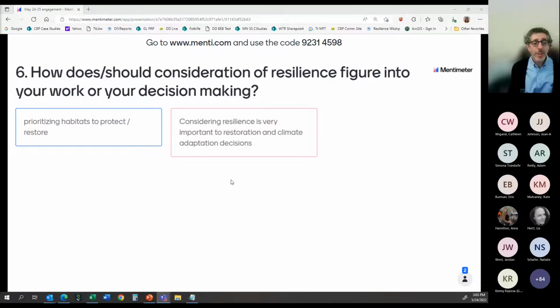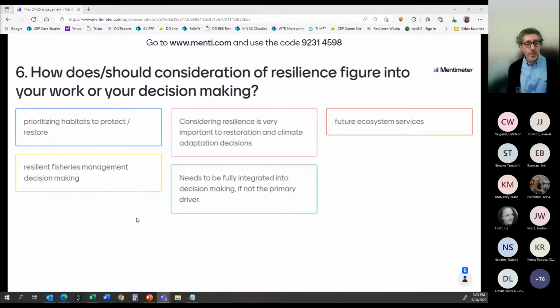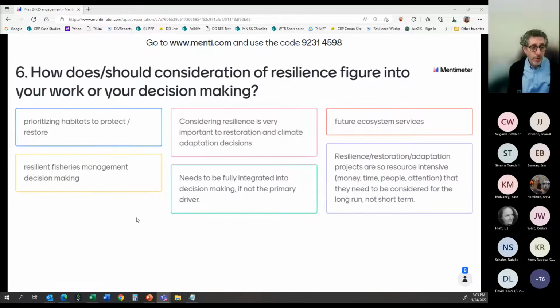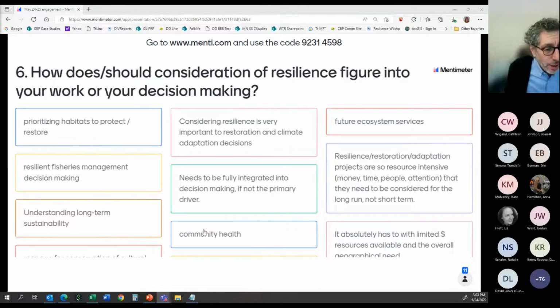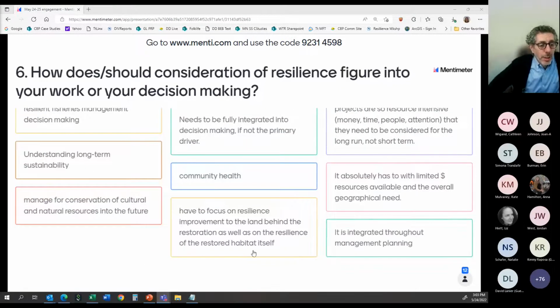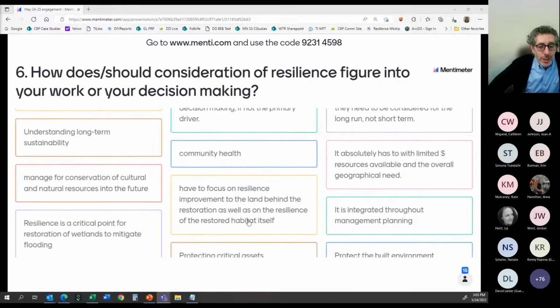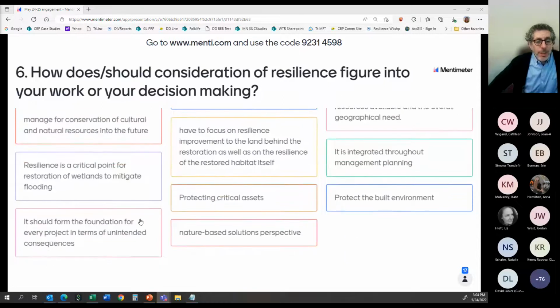So we've got prioritizing habitats to protect and restore. It's very important for restoration and climate adaptation. Important for ecosystem services, resilient fisheries. Needs to be fully integrated into decision making, even if it's not the primary driver. Lots of different ideas here. Community health, long-term sustainability, and keep taking a look at these, folks, because this will give you lots of ideas, and feel free to add to the chat if you have further ideas.